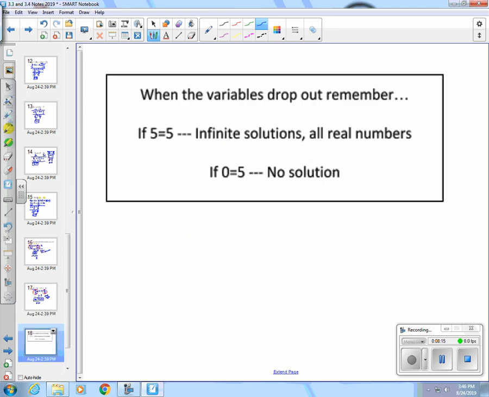When the variables drop out, please remember that if it is a true statement, there's an infinite number of solutions, so we say that that solution is all real numbers, that capital R. And if it is a false statement, like 0 equals 5, then there is no solution. So on the 5 equals 5, there's a whole bunch of solutions, an infinite number of them. What are they? It is all real numbers, capital R.